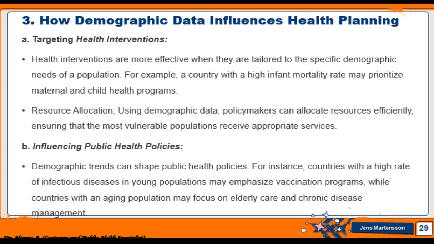So number 2, apart from targeting health intervention, let us see it brings about resource allocation. So demographic data is indispensable in resource allocation. It ensures that healthcare resources are distributed in a way that matches the needs of any population. For example, areas with high rates of chronic diseases might require more resources allocated to long-term care services and specialized treatments, while regions with a younger population will benefit from a stronger emphasis on vaccination programs and also maternal health services.